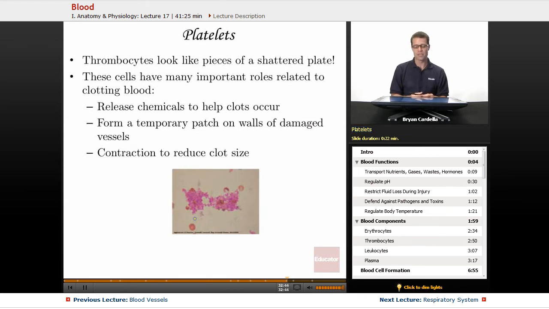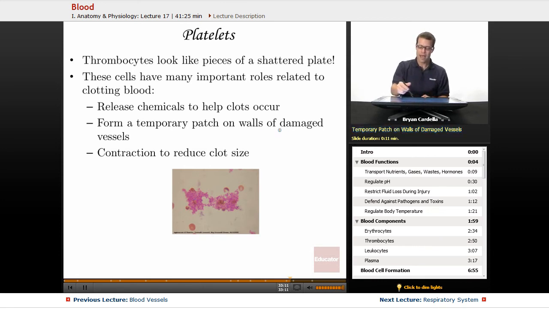Platelets. Thrombocytes is the technical term for platelets, and they do look like pieces of a shattered plate. It's like you took a plate and then all these little pieces, all these little red parts clumped together. Those are platelets aggregating, coming together. These cells do have many important roles related to clotting blood. They release chemicals to help encourage the occurrence of a clot, of that plug in a sense.